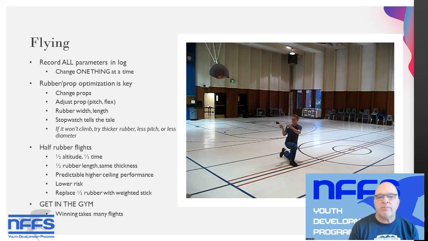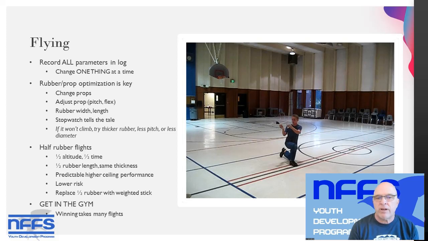A half piece of rubber with the full mass, so another gram on the stick behind the rubber, will give you half the altitude and half the time as the full piece of rubber. So if you're shooting for a 30-foot gym, and your gym's only 20 feet tall, you use half rubber and you'll see a 15-foot rise, and that will get you very close to a 30-foot rise with a full piece of rubber.